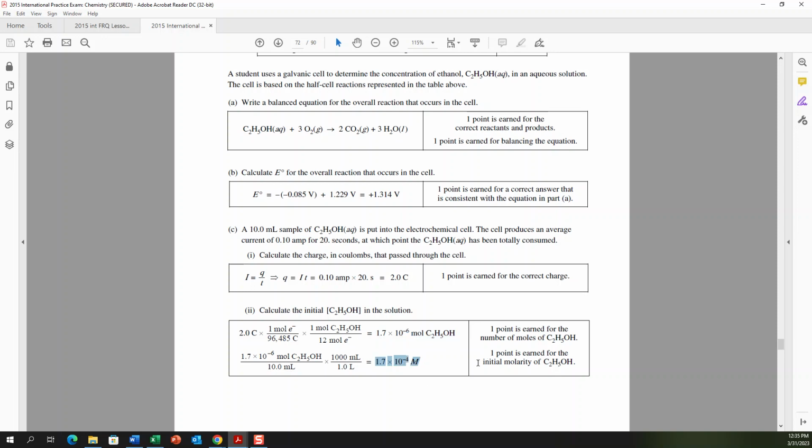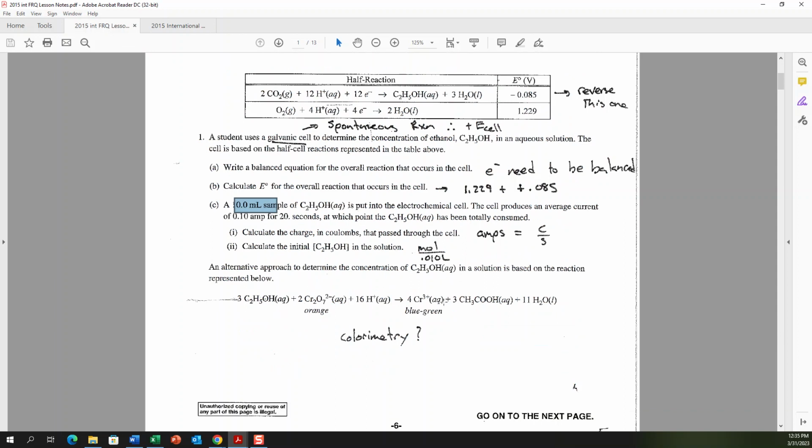All right, and notice this was a 2-point question. 1 point earned for doing the electrolysis part of it to get moles of ethanol, and then 1 point earned for figuring out the correct molarity. So knowing to divide by 0.01 liters at the end there, okay?